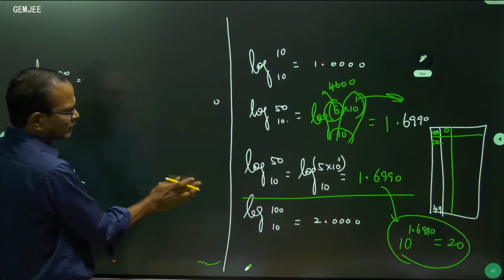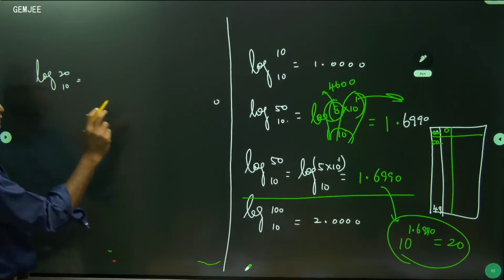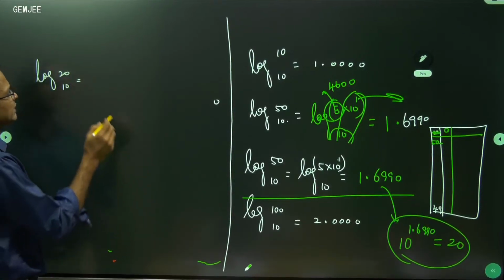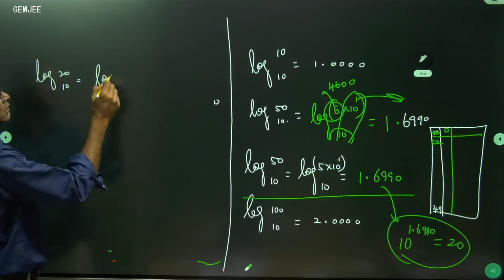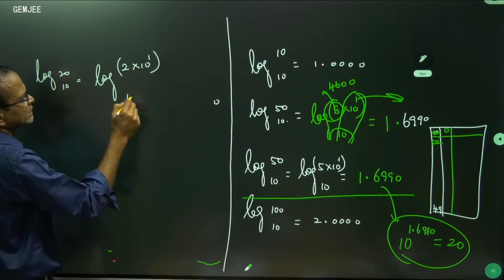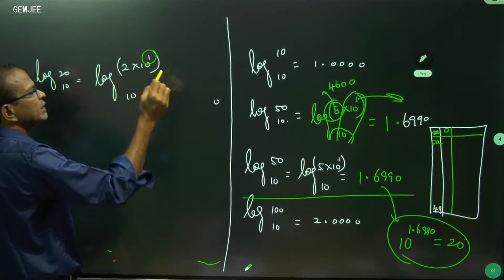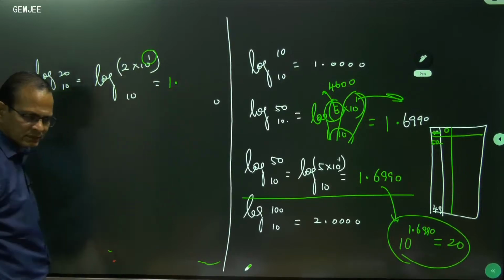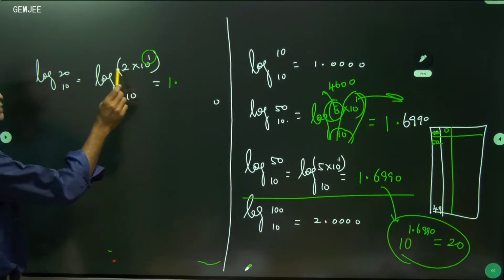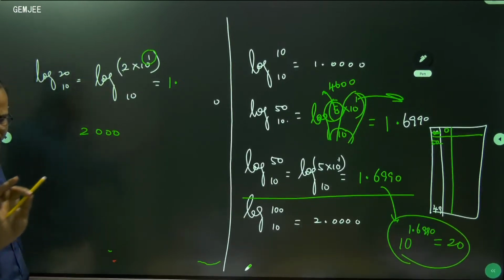I will explain, don't worry. Here I take the next example, only then will you begin to understand. With just one example you get confused and it won't sink in. Now I will go to the next example. Log of 2 into 10 power 1 to the base 10 equals, this 1 will become the characteristic. Now you are left with 2. Next to 2 you can put as many zeros as you want, no problem.